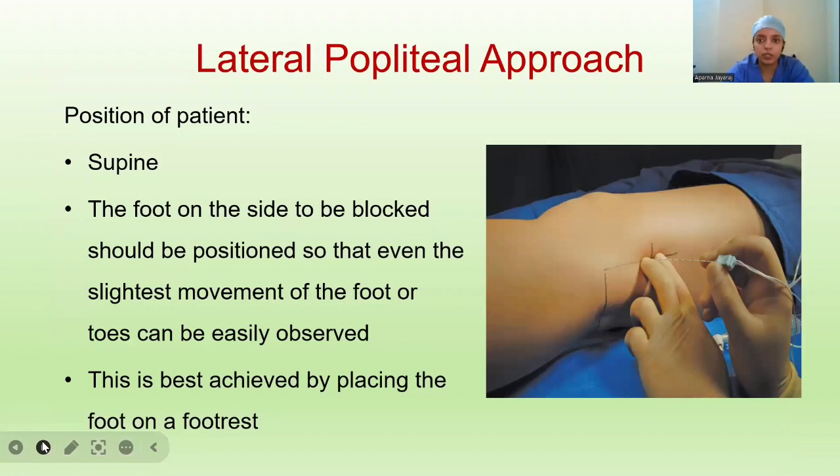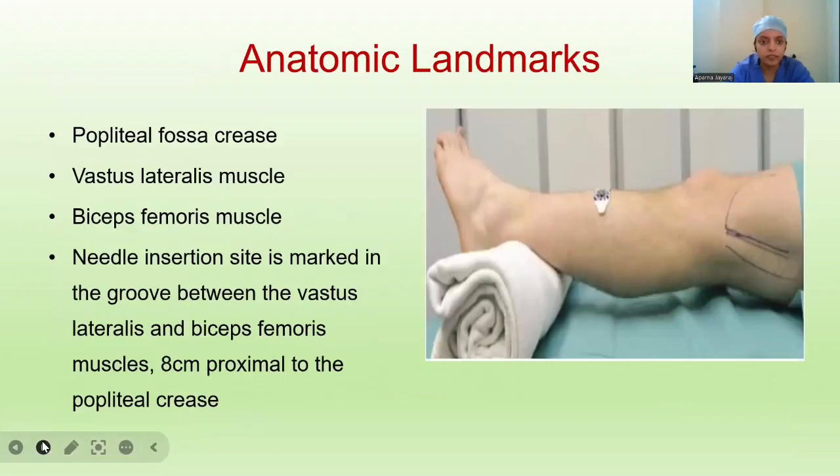Coming to the lateral approach for the popliteal sciatic block, again here the patient is positioned in supine position and the foot to be blocked should be positioned so that even the slight movement of the toes can be seen. Best achieved by keeping the foot on a footrest.